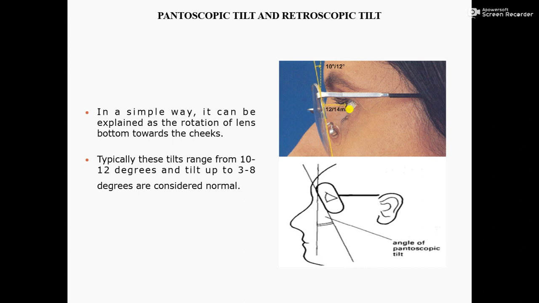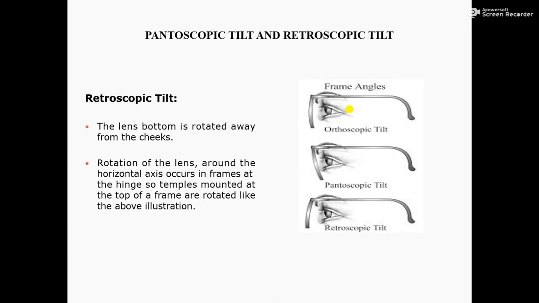Next, retroscopic tilt. The lens bottom is rotated away from the cheeks. Rotation of the lens around the horizontal axis occurs in frames at the hinge, so temples mounted at the top of a frame are rotated like the above illustration.